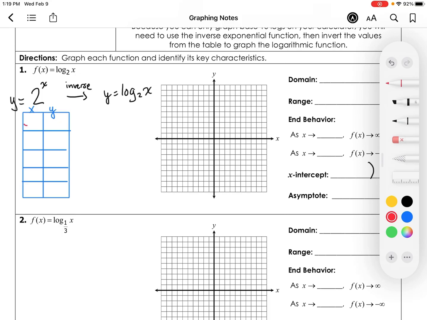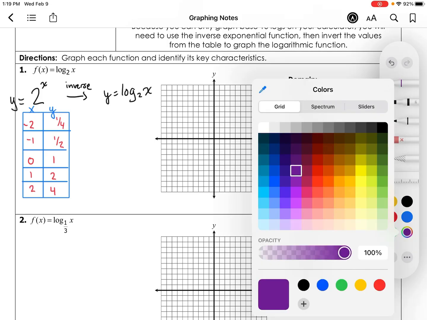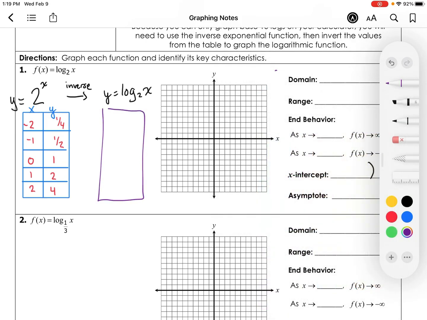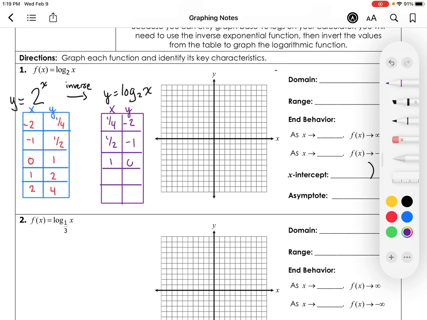Okay, let's do some points. Let's plug in -2, -1, 0, 1, and 2. And our outputs would be 1/4, 1/2, 1, 2, and then 4. Now making the inverse graph, all you do is switch the x's and the y's of each of these ordered pairs that we just made. So we're going to have (1/4, -2), (1/2, -1), (1, 0), (2, 1), (4, 2), and it's as easy as that. Putting those on the graph looks like this.